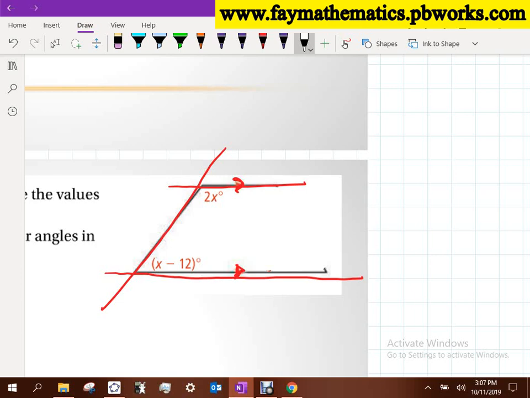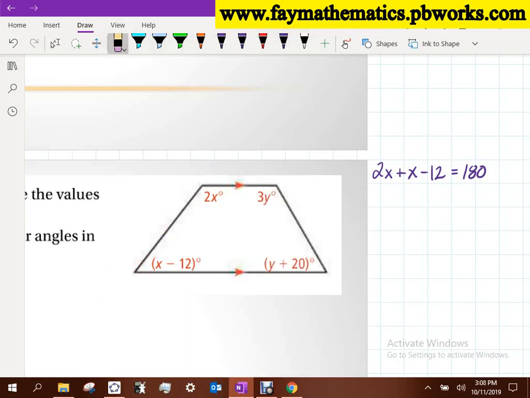And what types of angles are 2x and x minus 12 that they're talking about here? Those two angles there are same side interior, aren't they? So if they're same side interior, what's that relationship? Careful. Not congruent. Same side, supplementary. So I'm going to take 2x plus x minus 12 and get 180, right? And once I have that relationship, I can solve for that.